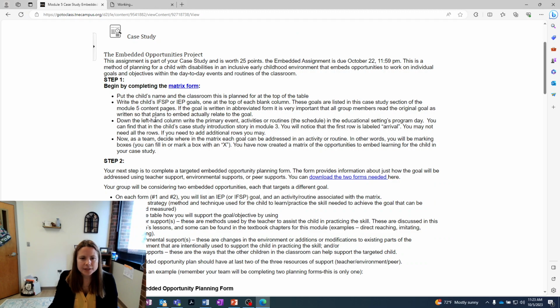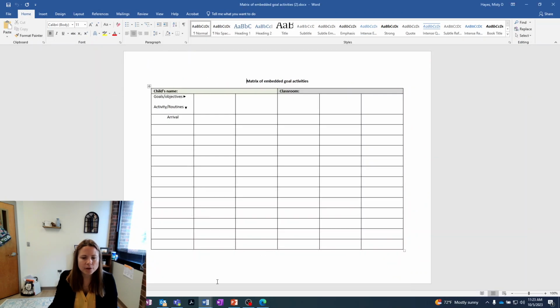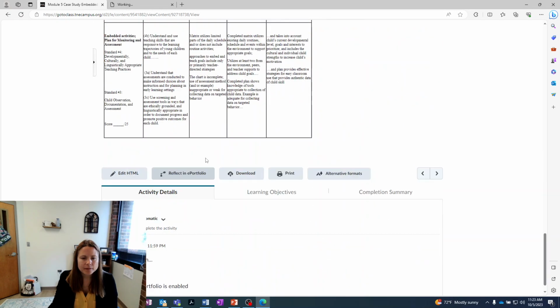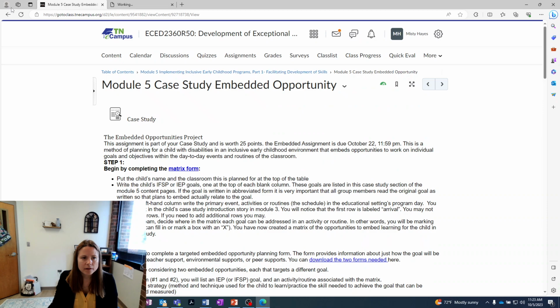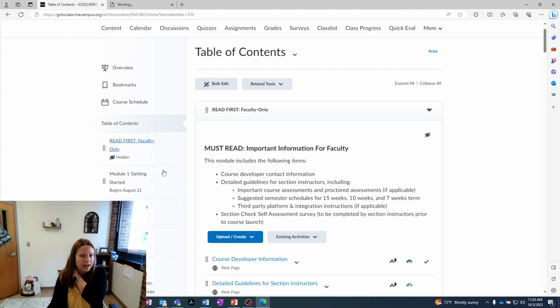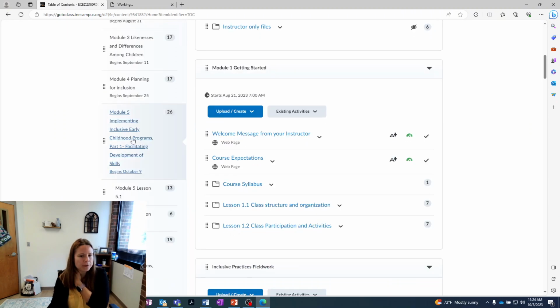Now, the next thing you're also going to do is list the goals in the case study section. Okay, so there's a thing in our class. If we go back into the table of contents, and we go back to module 5, I would just have it pulled up in a separate tab so you'll have it when you're going through, so it's not hard to find.